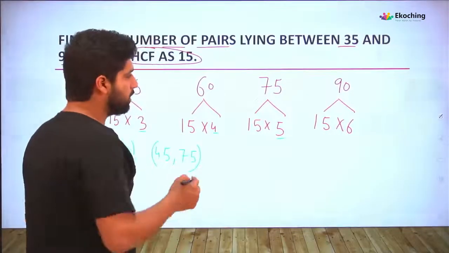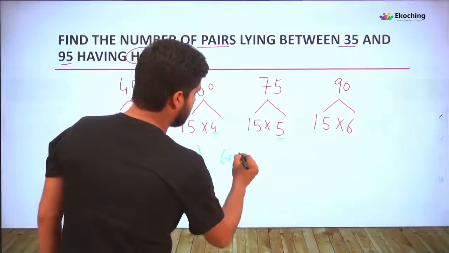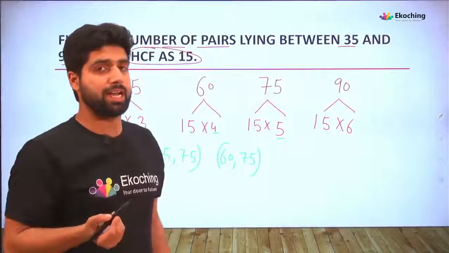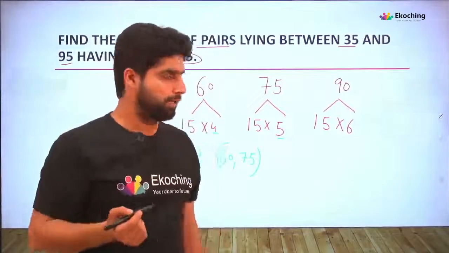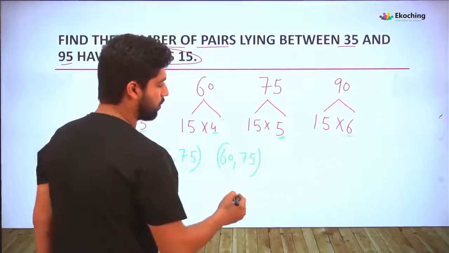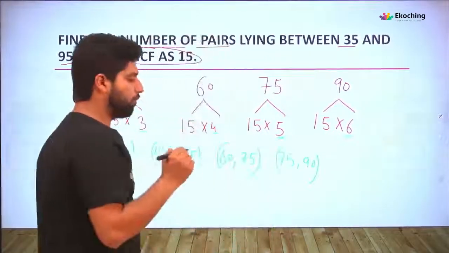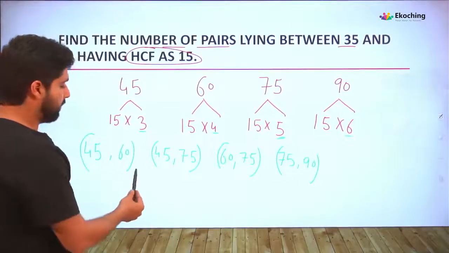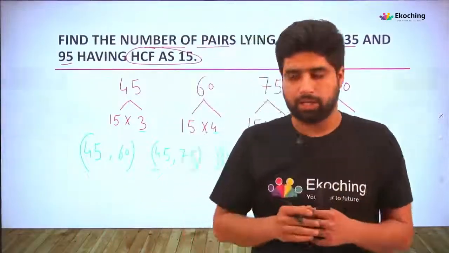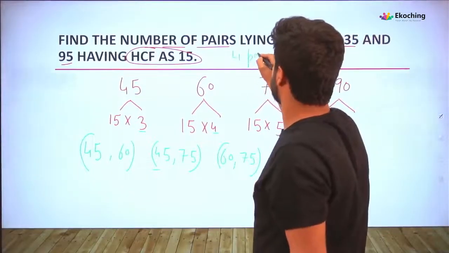Now moving to the next one, 60 and 75. Yes, 4 and 5 are co-prime, so this pair can also be considered. But 4 and 6 in 60 and 90 are not co-prime, so this will be eliminated. Moving further, for the number 75, 5 and 6 are co-prime, so this pair is also considered. We get the 4 possible pairs: 45 and 60, 45 and 75, 60 and 75, 75 and 90. So for this particular question, we have 4 pairs possible.